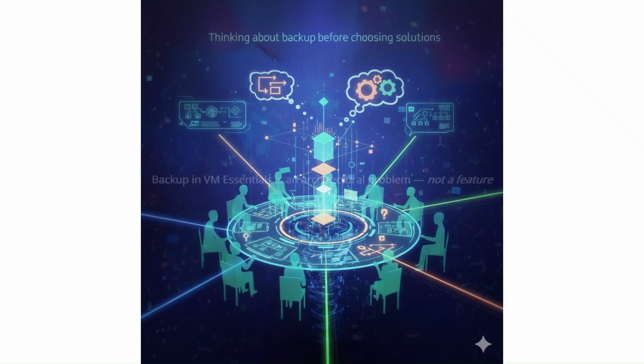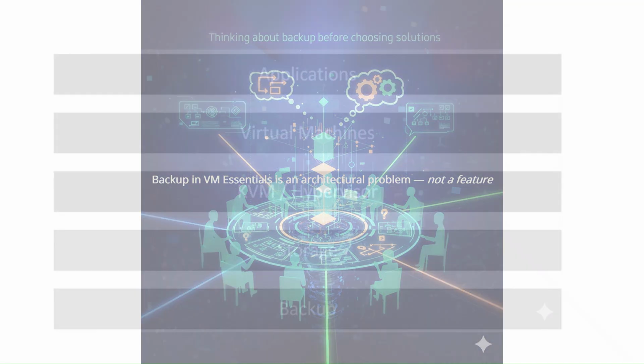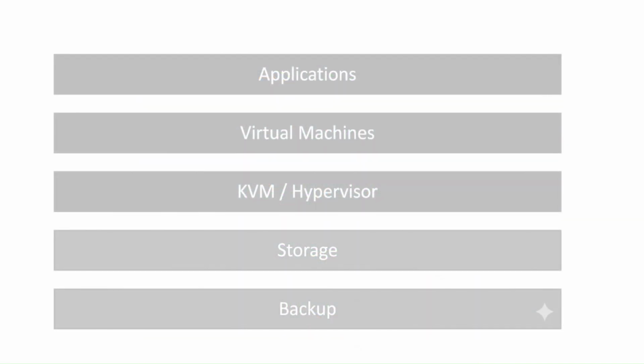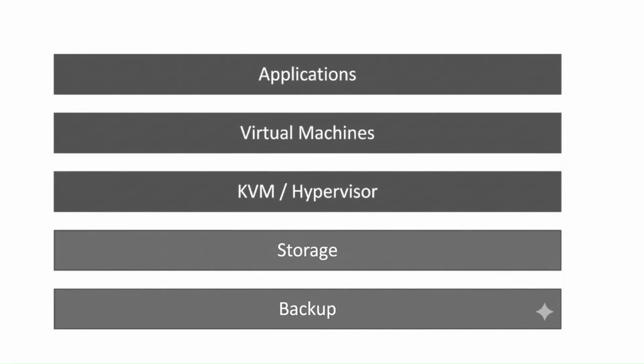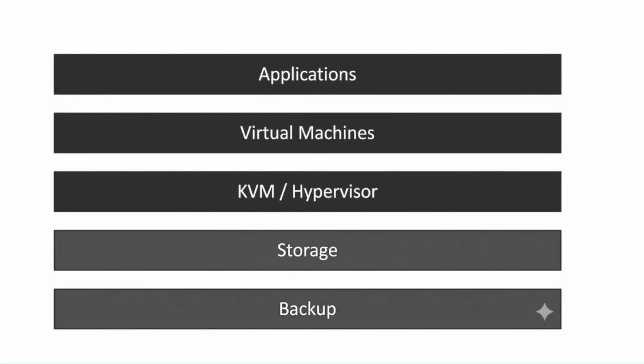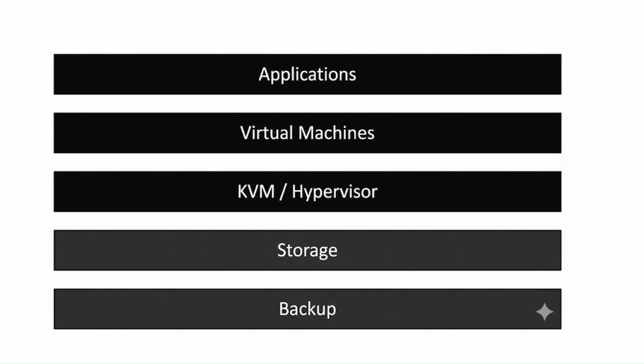When people ask about backup in VM Essentials, they often expect something similar to VMware: snapshots, schedules, and a checkbox that says protected. The reality is very different. In this video, I want to step back and explain how to think about backup in VM Essentials environments, not how to implement it, but how to reason about constraints, risks, and design choices.